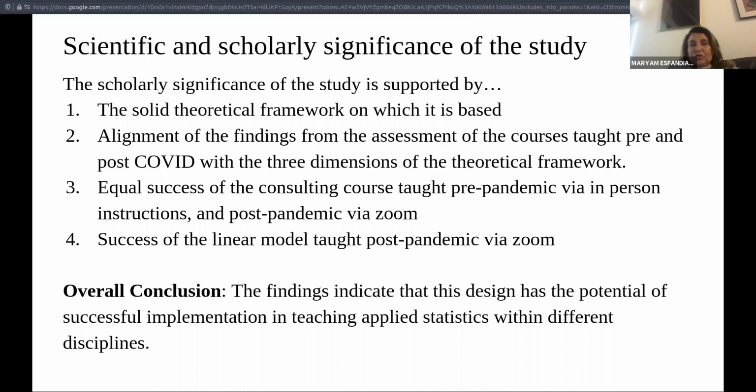And so basically what we showed you here is that it seems that this design could have the potential of successful implementation in teaching applied statistics via Zoom, and I think particularly in different disciplines, because context was one of the things that we were big on all quarter. One important dimension was that students had to keep on reading scientific articles. When we were doing COVID, they read so many articles from JAMA, Journal of the American Medical Association.